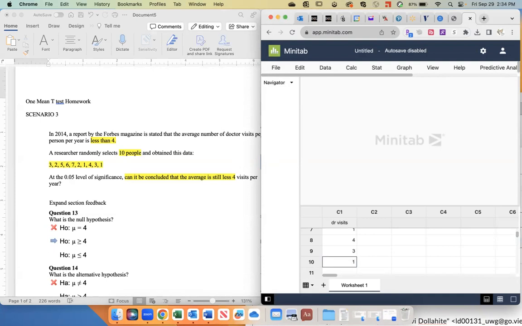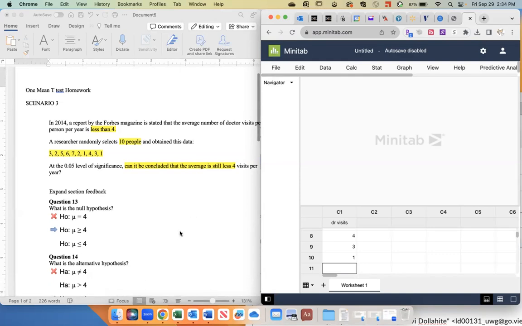And I always go back and double check my data because this was the number of visits. So person number 1 had 3 doctor visits in a year, then 2. Person number 3 had 5, 6, 7, 2, 1, 4, 3, 1. Okay, so I double check my data because if that's off, then everything will be off. Now I want to go over here.